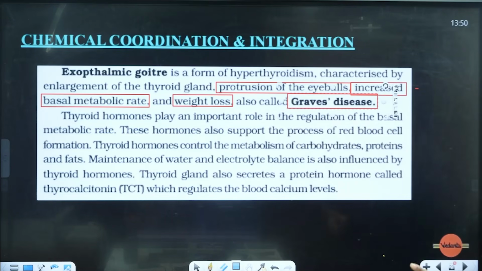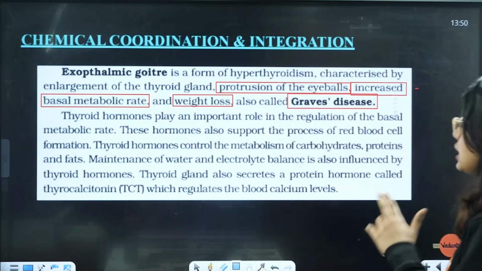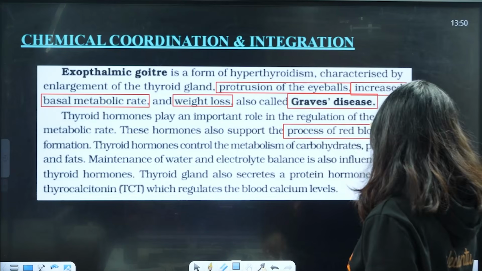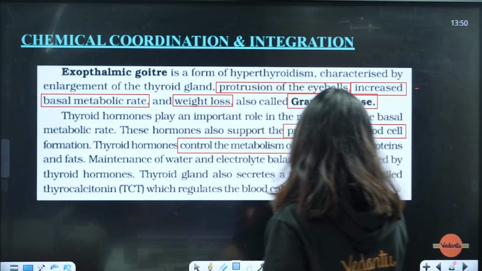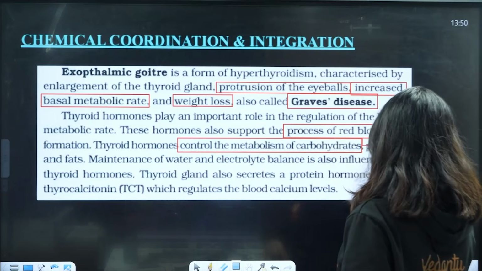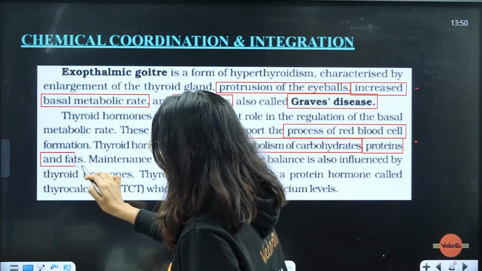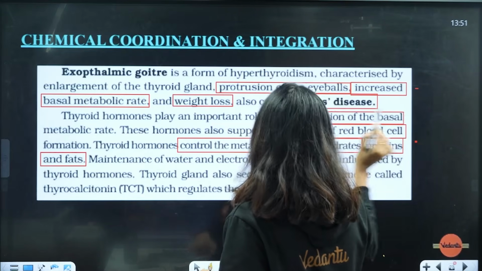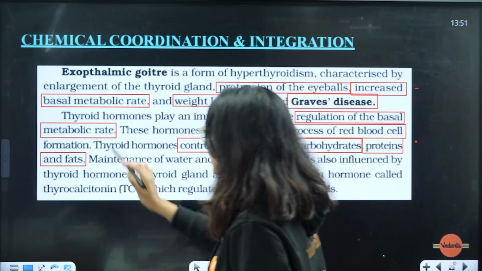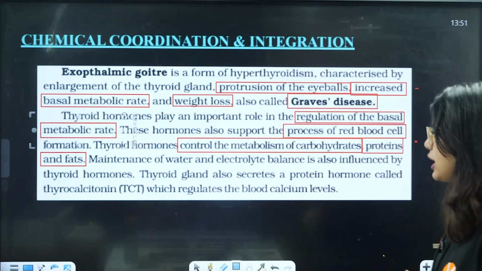Okay, thyroid hormone plays an important role in regulation. These hormones also support the process of red blood cell formation. Thyroid hormones also control the metabolism of carbohydrates, proteins, and fats. That's why there's a regulation in the body weight as well. If the thyroid is not controlled, you will see a variation in the body weight, a sudden drop or sudden increase in weight. You have to go get your thyroid checked.